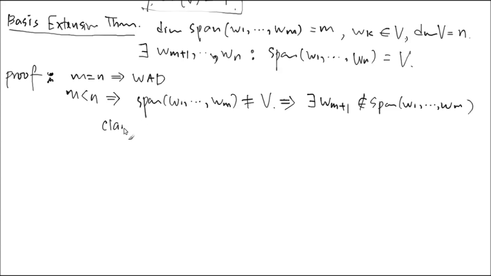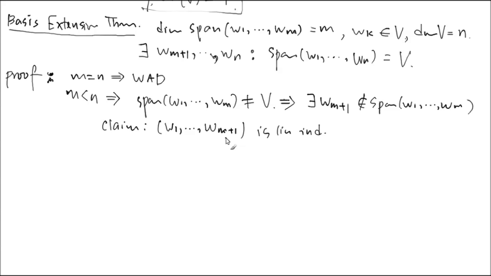And claim, that's usually what they say, these m plus 1 vectors, right? What do we know about this? This is linearly independent. See if you can prove that. Why is this linearly independent? We know the first m vectors are already linearly independent, right?